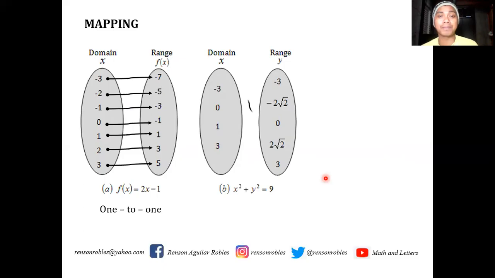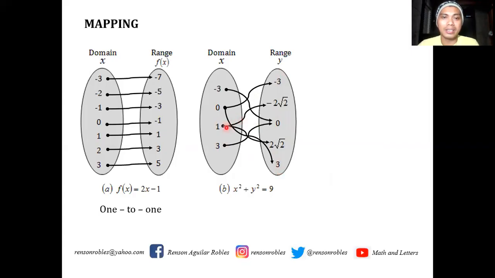By mapping, you will observe that -3 maps to 0. When x is 0, it will be mapped to -3 and +3. When x is 1, then we have -2 square root of 2 and 2 square root of 2. And when x is 3, we have 0. So you will notice that there is exactly one value of x mapped to two values of y.